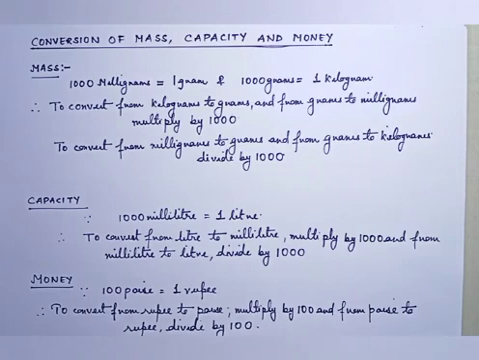Let us move to the last topic of this chapter, that is money. As we all know that we use rupees and paise as unit of money. Therefore, we know that 100 paise is equal to 1 rupee. So, to convert from rupee to paise, we multiply the given unit by 100, and from paise to rupee, we divide the given unit by 100. I hope all the topics that I have explained is very much clear to everyone.